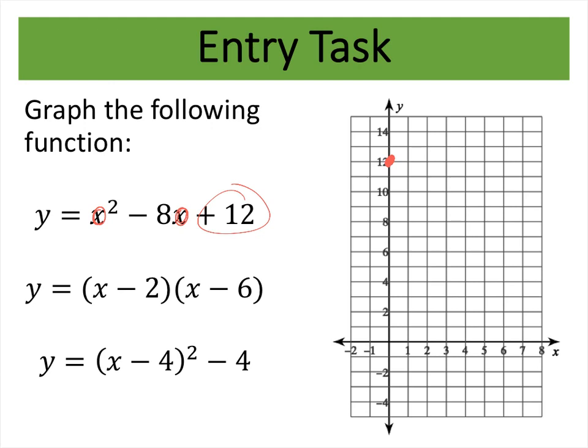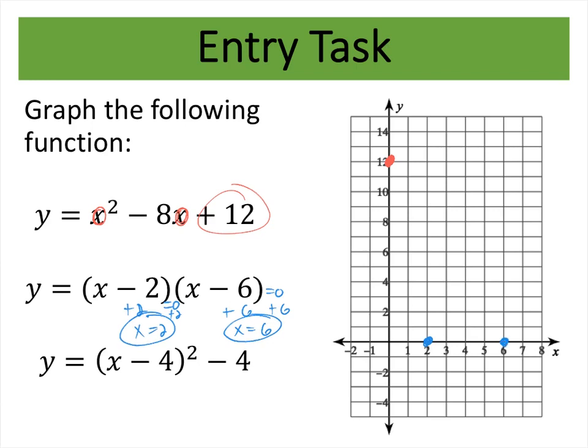Our x-intercept happens when each of these is set equal to 0. So add 2 to both sides. X equals 2 is one of them. And x, set this equal to 0, so plus 6, so x equals 6, and 6 is our other one.